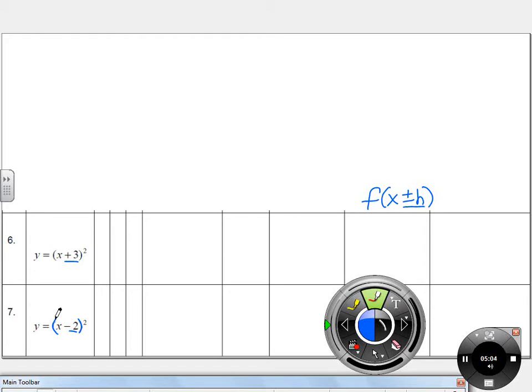What is the H value for number 6? Helen? And for number 7? 2. Are you guys okay with the negativity and positivity of those values? So in this case, in number 6, it was translated horizontally. Specifically, it was translated 3 units to the left. And then in number 7, it was translated 2 units to the right.